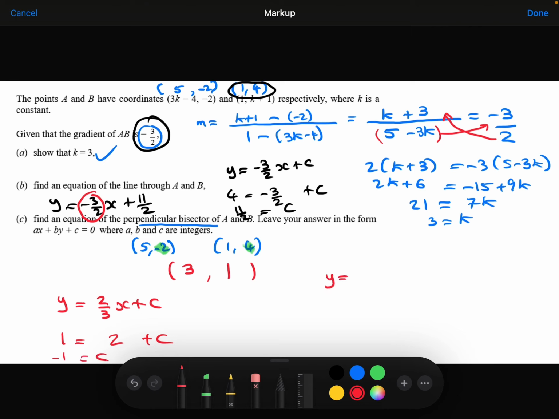So the perpendicular bisector is y equals 2/3 x minus 1, but we can't leave our answer in that form. We have to have it looking like that. So we'll times each side by 3 and subtract 3y from both sides. And there we go.